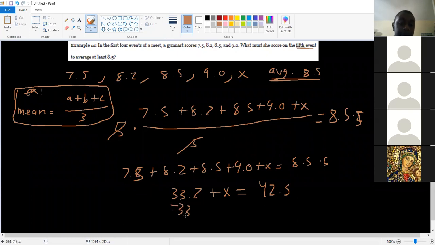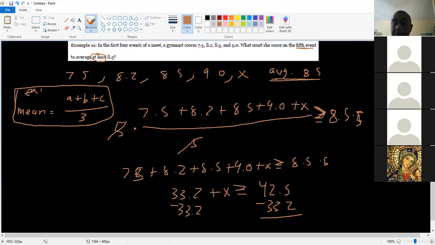Sorry about this. Let me just address this really quick. Instead of an equal sign, it says at least 8.5. So whenever we have at least, it has to be greater than or equal to. Sorry about that. Greater than or equal to. So we subtract 33.2 on the left-hand side and the right-hand side, subtraction property of inequality.